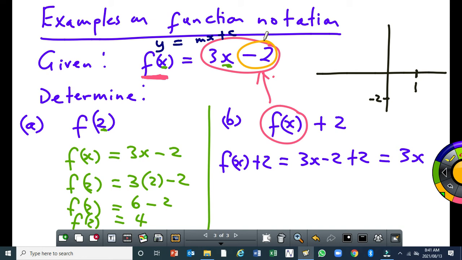You can also get it by substituting x equal to 0. But if the equation is in the form y equal to mx plus c, you don't need to do a calculation. You can just get the answer by observation. So the y-intercept is -2. The x-intercept, you get it by substituting y equal to 0 here. So if you substitute y equal to 0, take the -2 to the left, divide both sides by 3, you will get 2 over 3.